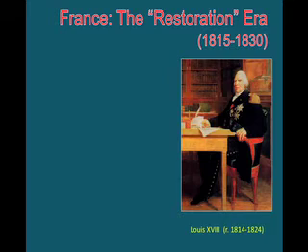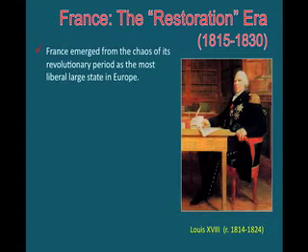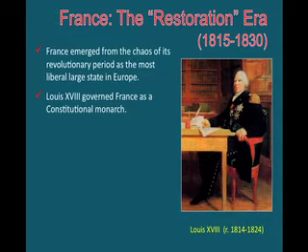France's Restoration era is the era after the Congress of Vienna. This is the era of conservative rule. And France emerged from the chaos of its revolutionary period as the most liberal large state in Europe. So despite the fact that this was a conservative time of stability and order established by Metternich, we find that this king, who took his throne back, Louis XVIII, governed France as a constitutional monarch, so reforms were made.